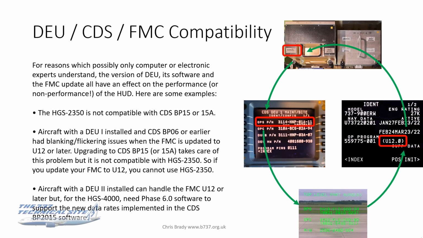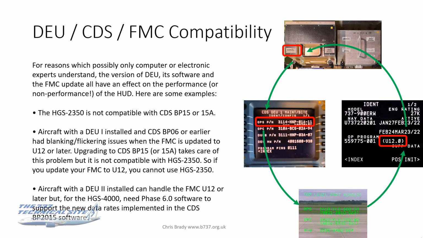The HGS 2350, the first one, is not compatible with CDS Blockpoint 15 or 15 Alpha. Aircraft with a DEU1 installed and CDS Blockpoint 06 or earlier had blanking and flickering issues when the FMC was updated to update 12 or later. Now you can upgrade to CDS Blockpoint 15 or 15A, which takes care of that problem, but that is then not compatible with the HGS 2350. So if you want to update your FMC to update 12, you can't use HGS 2350.